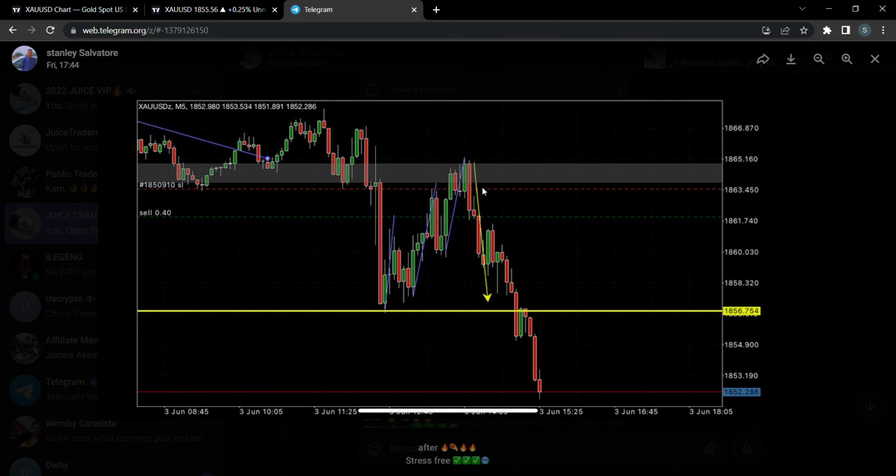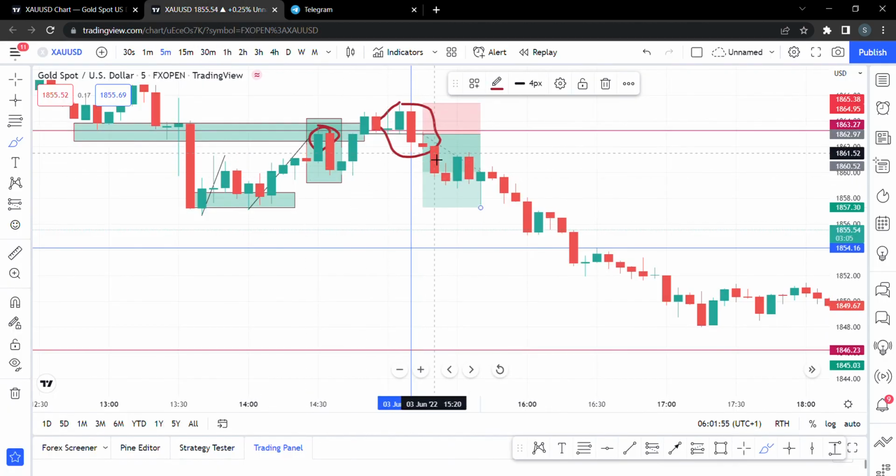I sold from 1862. Stop was 1863, and I got out around 1852, 1851. So that was very easy to do. Now this is your minimum target. There's your minimum target there, and you can actually extend that.